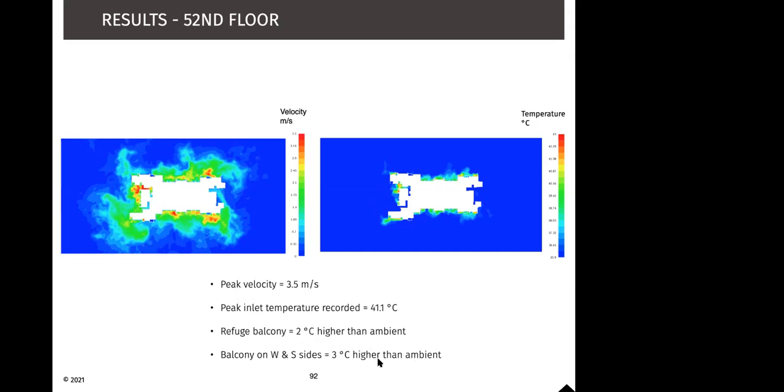The refuge balconies have a 2 degree higher temperature than ambient, and some balconies on this side have a temperature of 3 degrees higher than ambient. So if you want to change the direction just to make sure that those balconies are not heated, or if the peak in the temperature is not within the operating range, you can understand that dynamics and you can rectify it while it's still being designed.